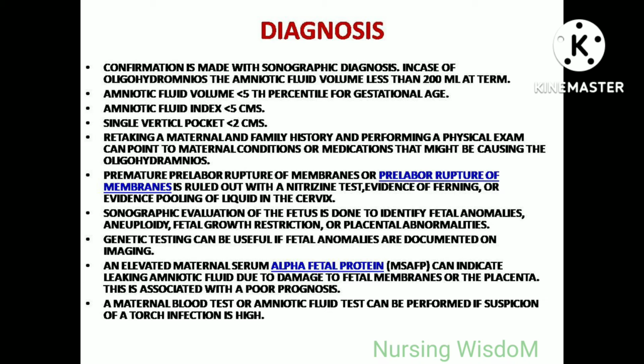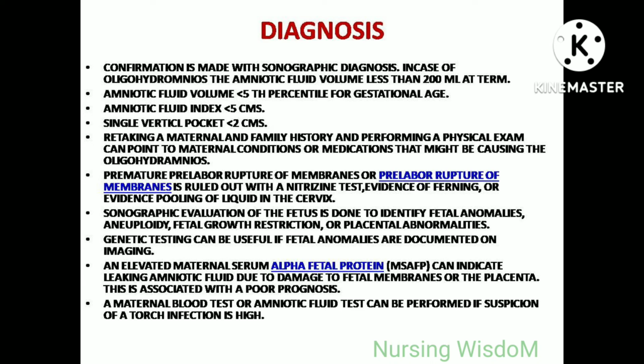Retaking a maternal and family history and performing a physical exam can point to maternal conditions or medication that might be causing the oligohydramnios. Premature rupture of membranes, or pre-labor rupture of membranes, is ruled out with a nitrazine test, evidence of ferning, or evidence of pooling of liquid in the cervix. Sonographic evaluation of the fetus is done to identify fetal anomalies, aneuploidy, fetal growth restriction, or placental abnormalities.